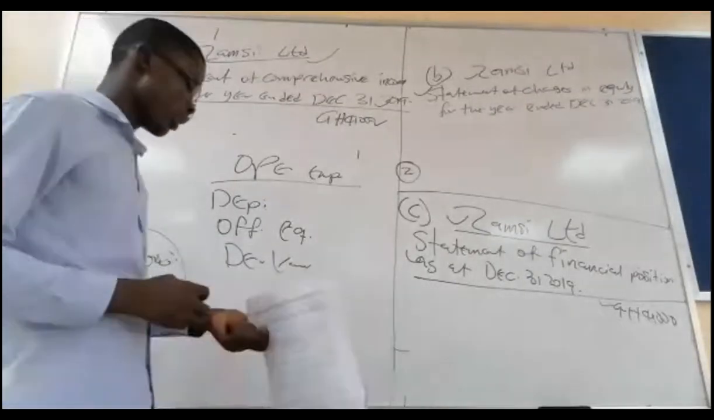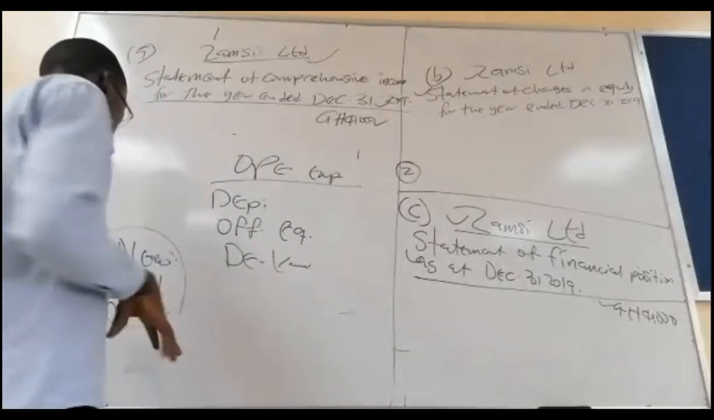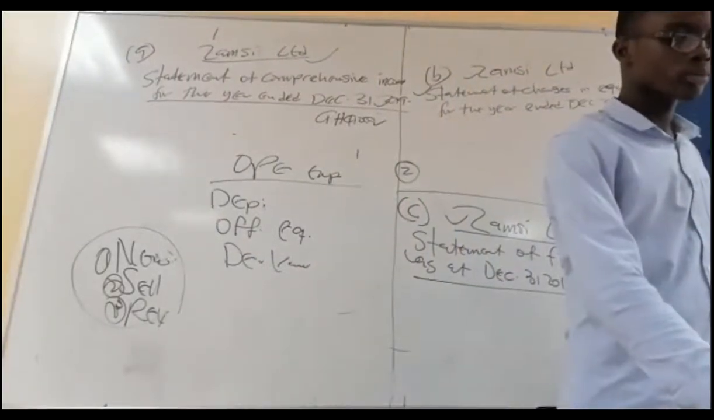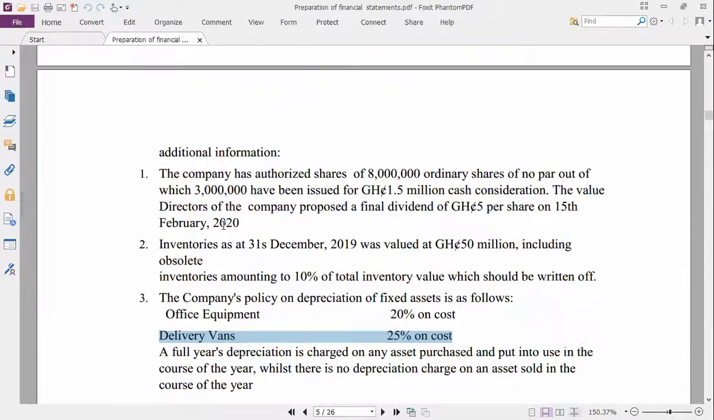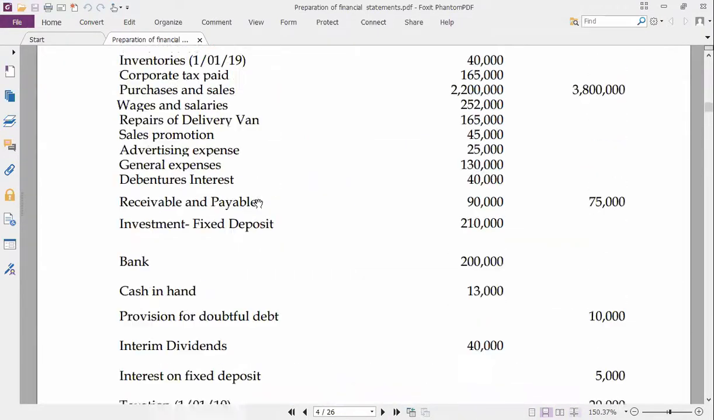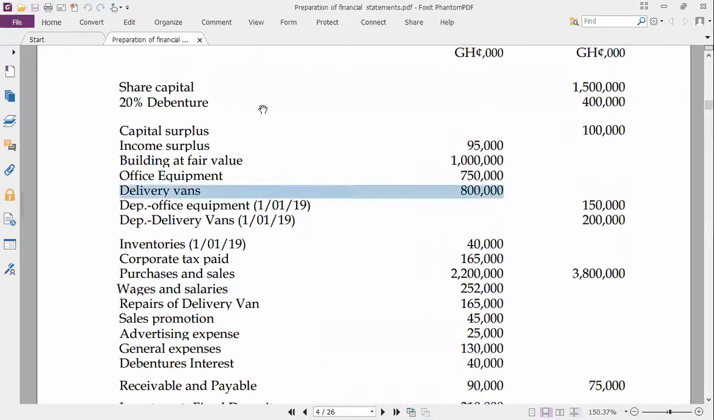So first you check through the footnote and see whether office equipment or delivery van is mentioned again. So let's check. After note 3, if you go to note 4, they've mentioned office equipment there. So it tells me that the office equipment is not free. The one which is free, you calculate it. The delivery van is free. There was no footnote affecting the delivery van. So you go straight and pick the cost in the trial balance. So the cost in the trial balance for the delivery van is what? Delivery vans, 800,000.